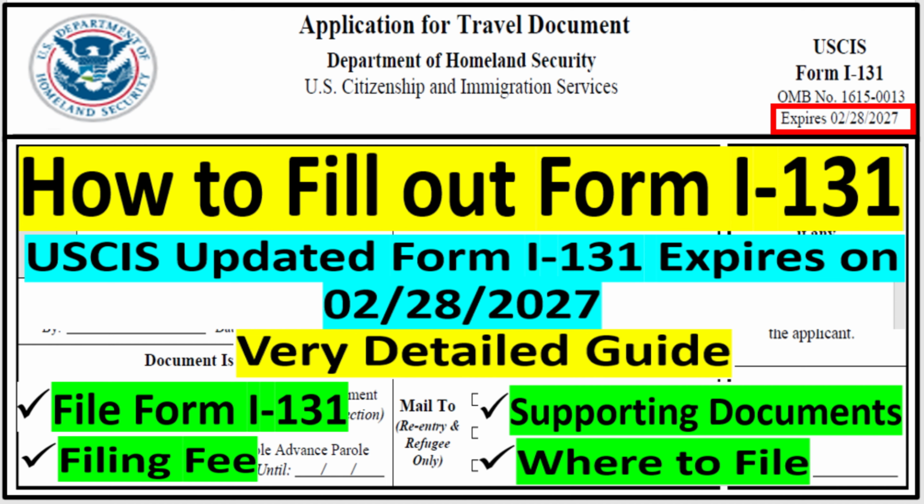In today's video, we are going to talk about how to file the new version of Form I-131, which is the application for travel documents. This new version will expire on February 28, 2027. This form was just released in April 2024.